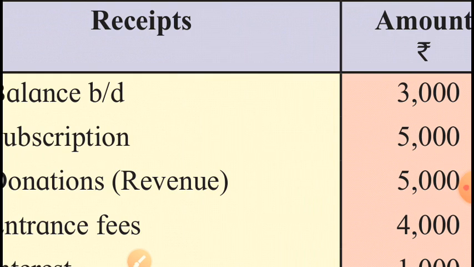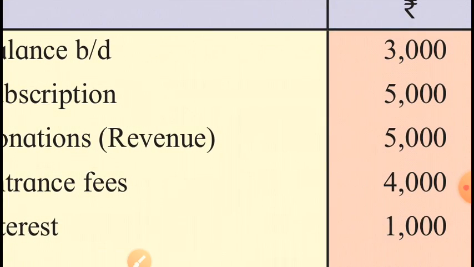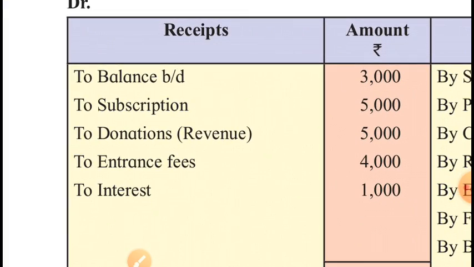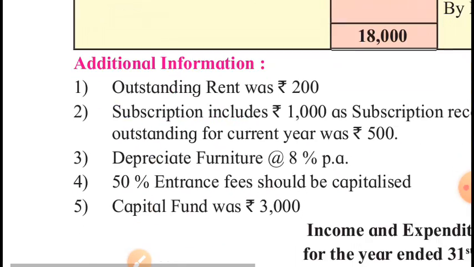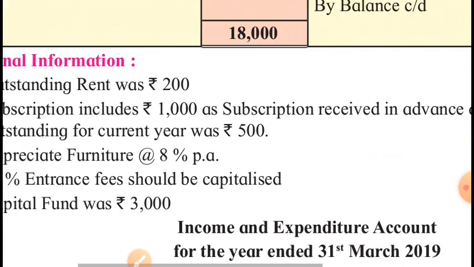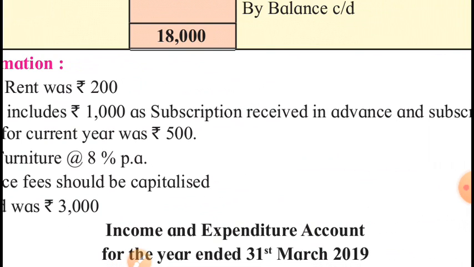So the amount which is included in this 5000 will now be excluded. So we will have to deduct rupees 1000 from 5000, and subscription received in advance, income received in advance, is always a liability for the business. So rupees 1000 advance subscription will be shown on the liability side.